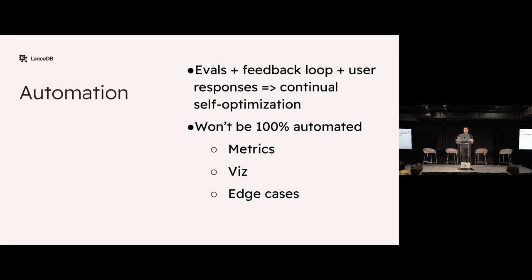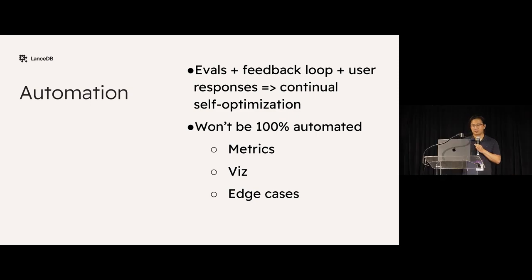Essentially, this automation becomes: have a way to measure your progress and measure the quality of your results. That feedback loop where the user responses are being used to turn the right knobs in the system gives us the way to continually self-optimize your RAG pipeline. Now, of course, these things won't be 100% automated, so don't expect that to be the case. It wasn't the case for recommender systems, and it won't be the case for RAG.